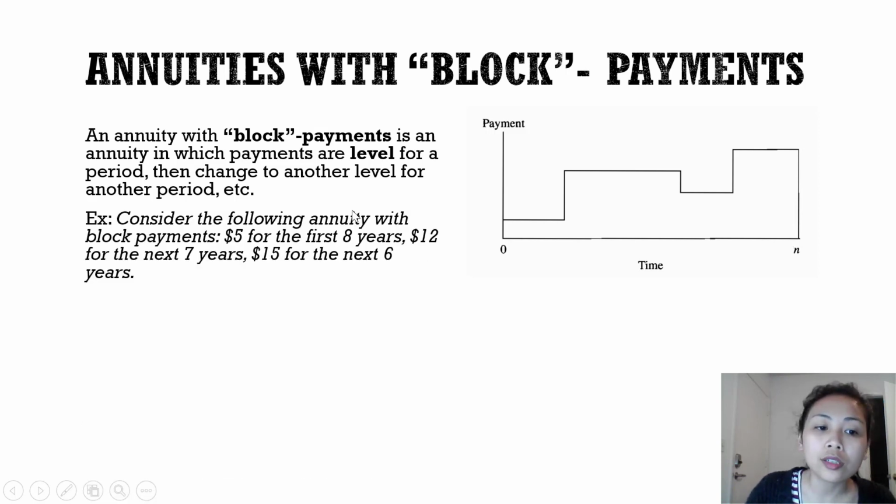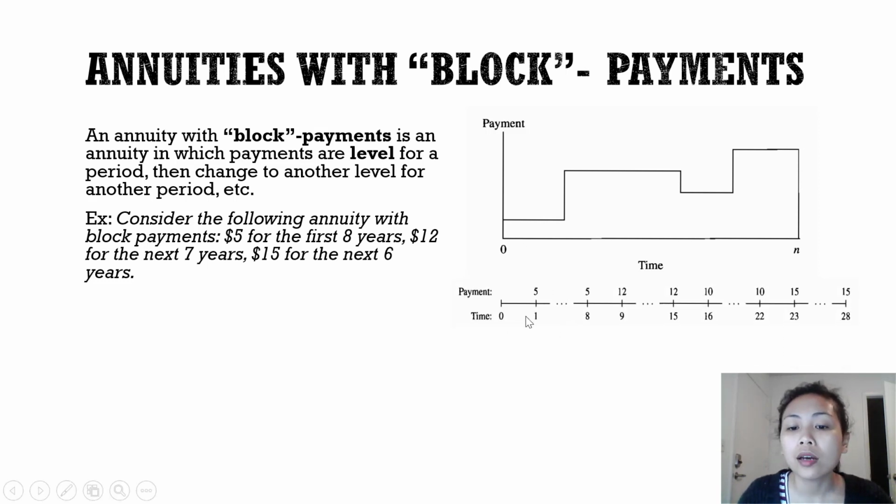So let's consider this example. Consider the following annuity with block payments: $5 for the first 8 years, $12 for the next 7 years, $15 for the next 6 years. This is an annuity with block payments. And here's the time diagram.